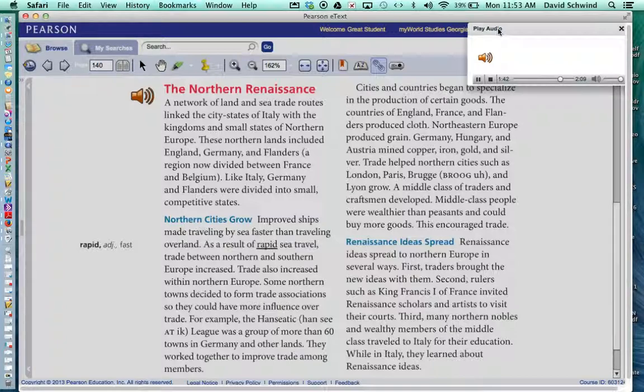Renaissance ideas spread to Northern Europe in several ways. First, traders brought the new ideas with them. Second, rulers such as King Francis I of France invited Renaissance scholars and artists to visit their courts. Third, many northern nobles and wealthy members of the middle class traveled to Italy for their education. While in Italy, they learned about Renaissance ideas.